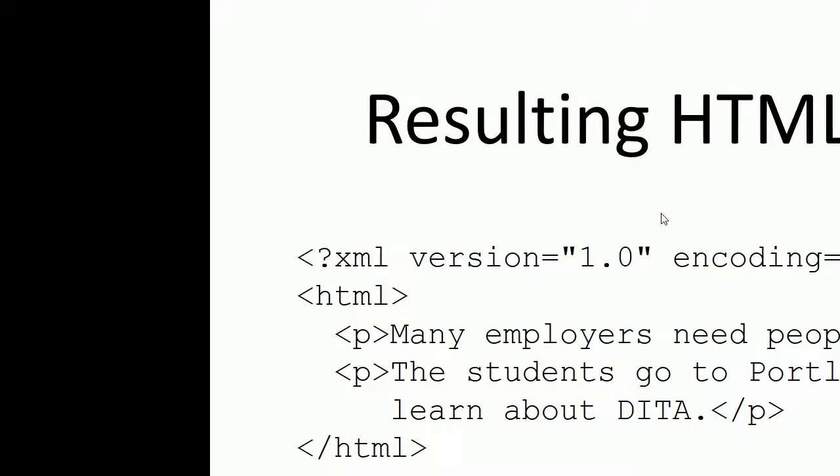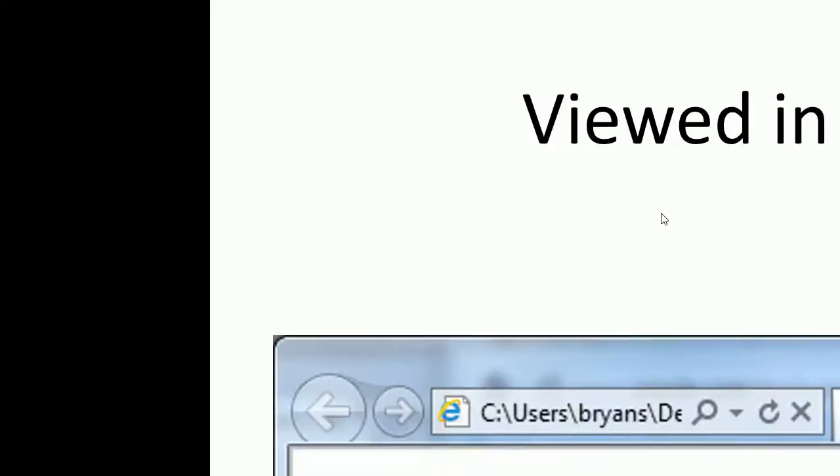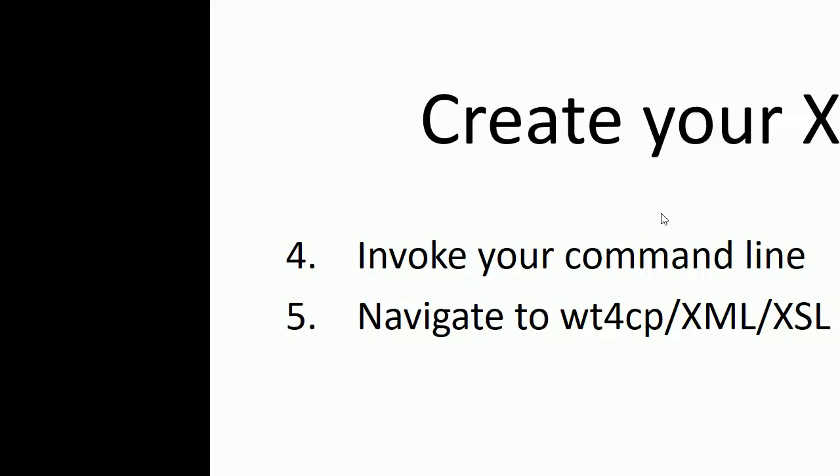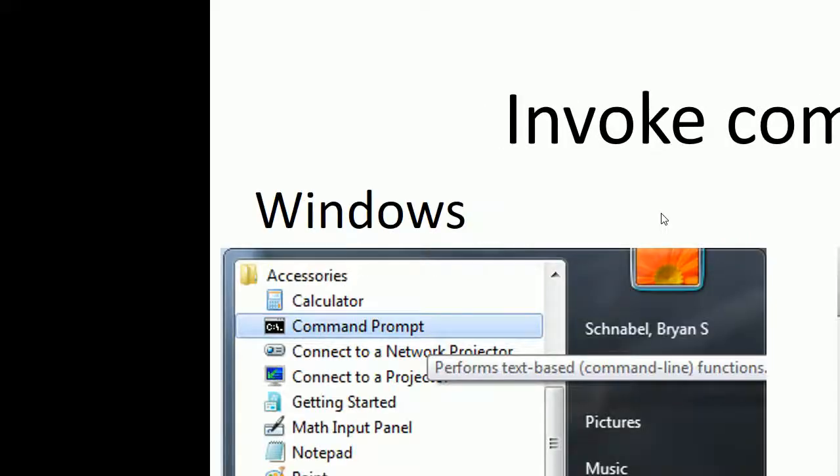Okay, the resulting file will be an HTML file that when you look in the browser looks just like an HTML page. Okay, so this will be our final exercise. Let's create the XSL workspace. So we'll navigate to the XML/XSL directory. We'll observe the class.xml file by opening it in the text editor. We'll observe the class.xsl file by opening it in a text editor. We'll invoke the command line, and then we'll navigate via the command line to that directory.